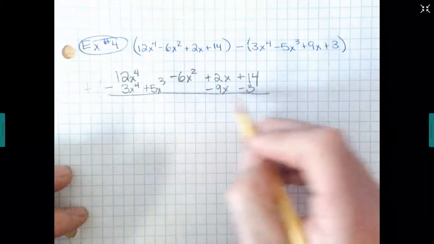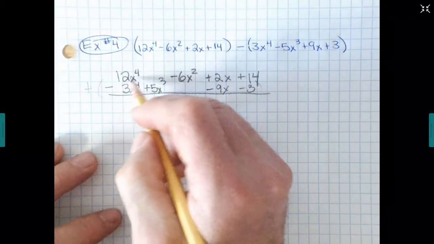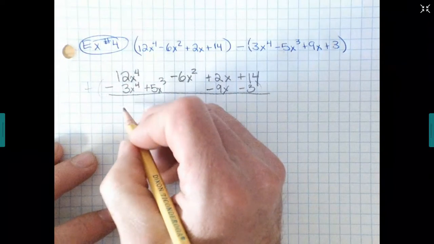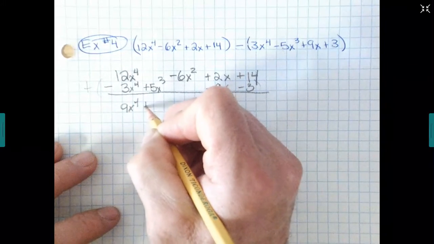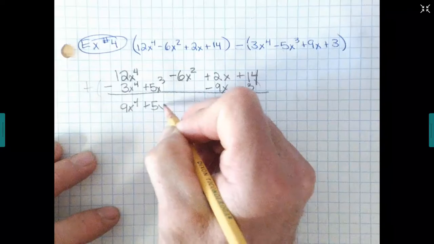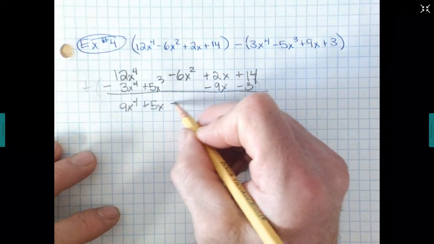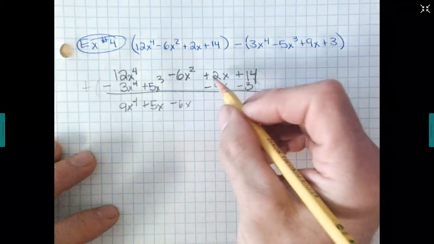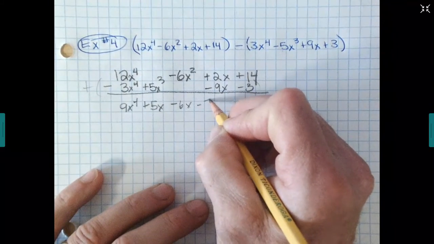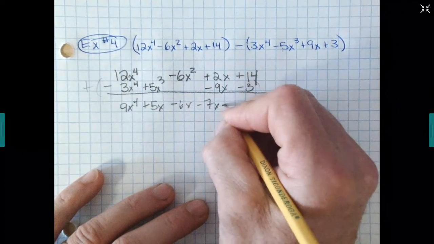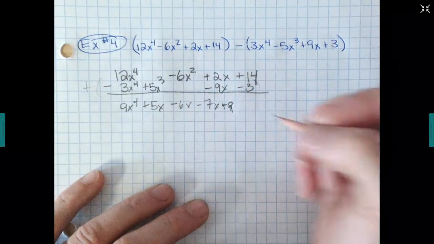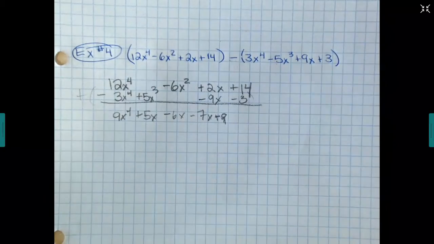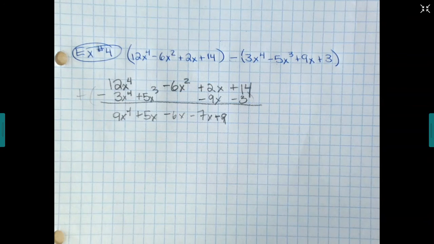So now I'm adding this whole thing. 12x to the fourth minus 3x to the fourth, I get 9x to the fourth. Minus 7x plus 9. There you go. So that, my friends, is adding and subtracting polynomials.